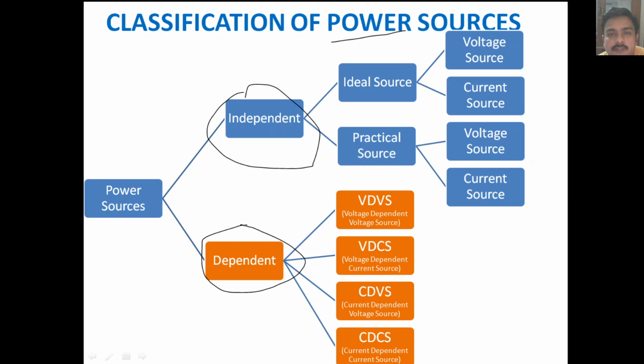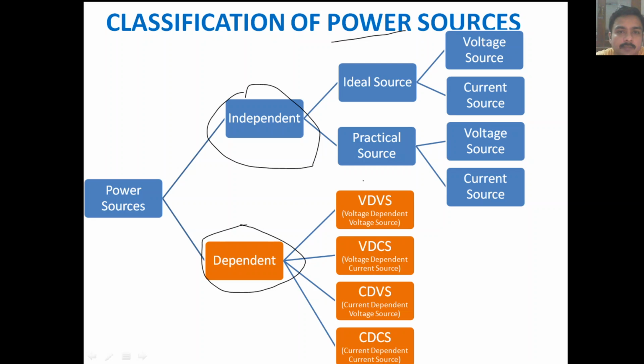How they are classified as independent and dependent, we shall see further, but as of now we will see the broad classification. The independent ones are further classified into ideal and practical. The detailed definition we will see further. The dependent ones can be dependent upon voltage or they can be dependent upon current. There is no dependency on resistance or power or temperature. That dependency can only be in the form of voltage or current.